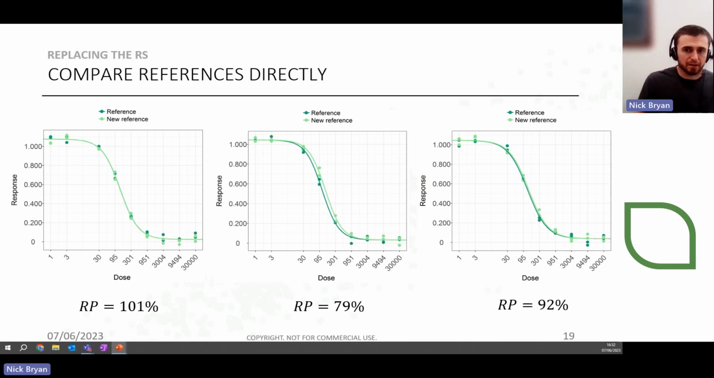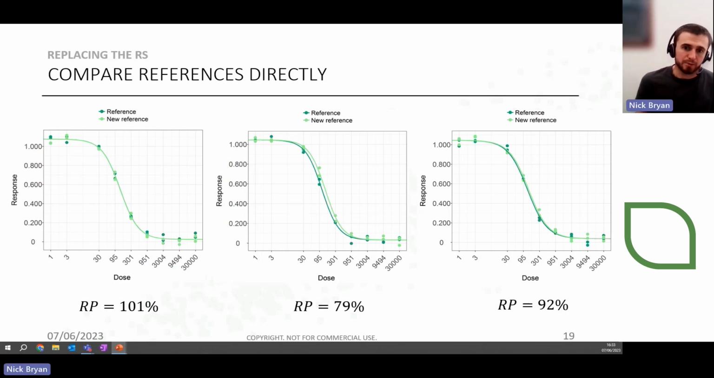So this is building up a picture of the new reference standard and its potency with respect to the old reference standard. And it also gives us an idea of the bias, how far from our target 100% this new reference standard lies. Ideally, we would have a new reference standard that is the same as our old reference standard. It's 100% potent, but that's not necessarily going to be the case.